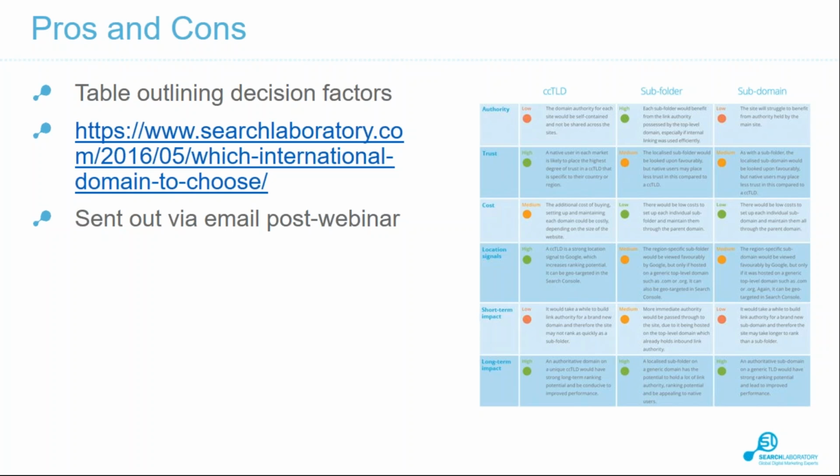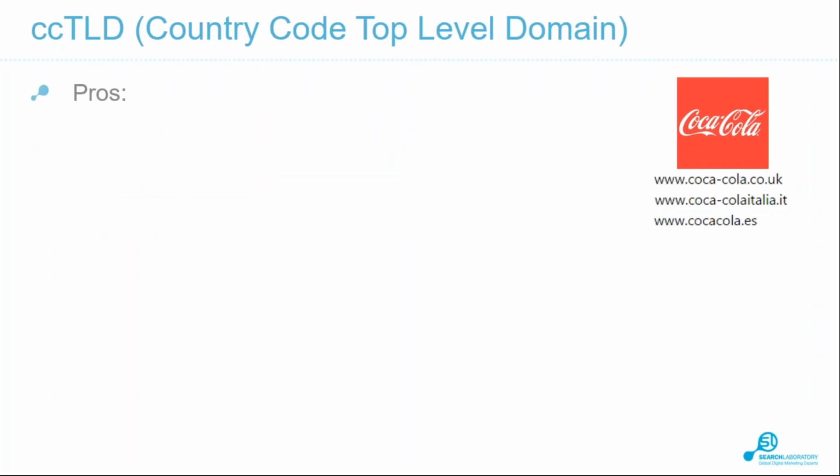This will be sent out after the webinar, so you can really digest this and gain a bit more information, a bit more detail than some of the top-level advantages and drawbacks that I'll be running through now. In terms of the ccTLD, Coca-Cola is the brand example that I've used on this slide, so you'll see there UK, Italian and Spanish websites on the right-hand side there.